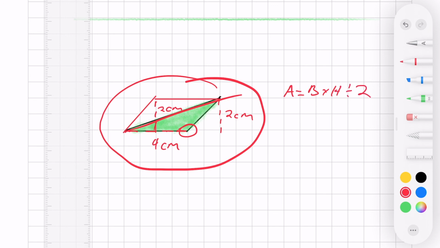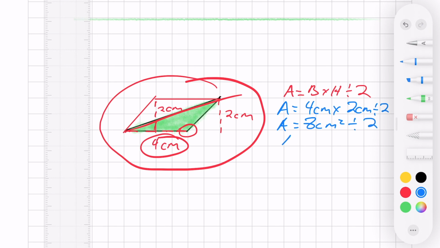So my base is here, 4 centimeters, times my height, which is 2 centimeters, divided by 2. Okay, so the area equals, this is 8 centimeters squared divided by 2, which is going to equal 4 centimeters squared.